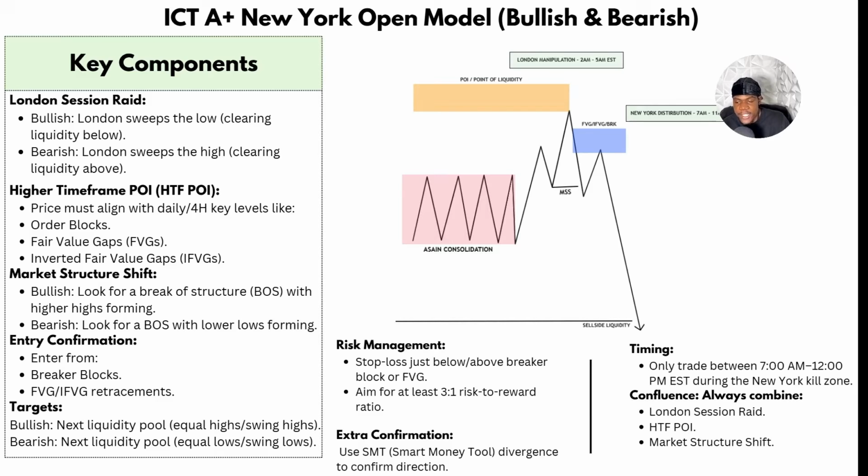For extra confirmations, use your SMT, your smart money tool. Look for divergences with correlating pairs. Now, me personally, I trade NASDAQ, so an SMT for NASDAQ is a correlation with ES, S&P 500. So any correlated pairs, you can use as an extra confirmation as the SMT. But this is a full model.